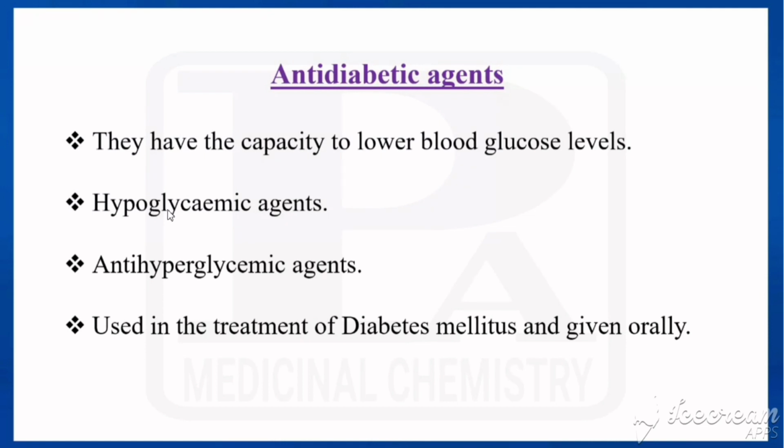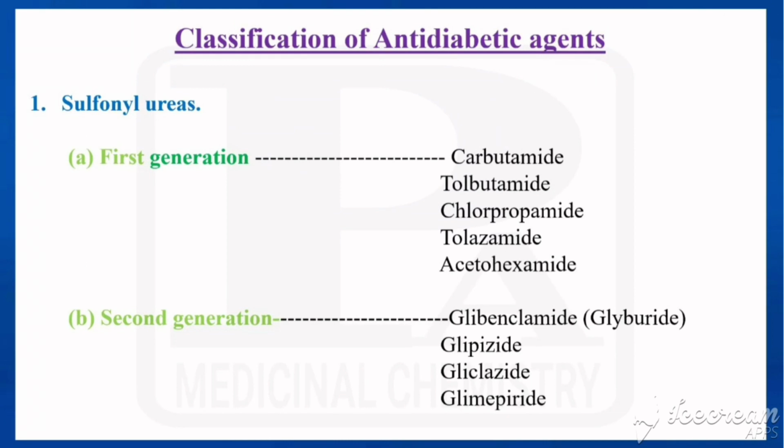They are otherwise called hypoglycemic agents or anti-hyperglycemic agents. They are used in the treatment of diabetes mellitus and are given orally. Now we'll see the types of anti-diabetic agents. There may be 7 types.